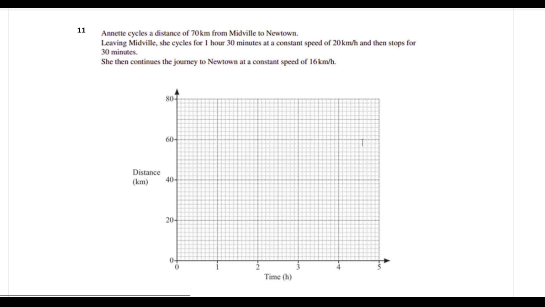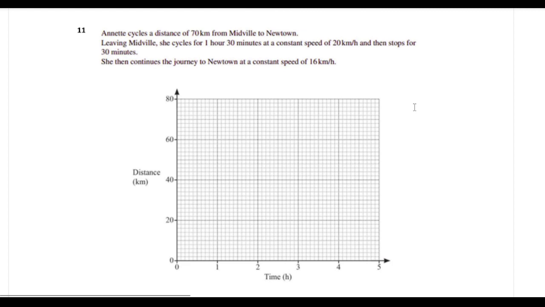Okay, a cyclist travels a distance of 70 kilometers from Midville to Newtown. Leaving Midville, she cycles for 1 hour 30 minutes at a constant speed of 20 kilometers per hour and then stops for 30 minutes. She then continues the journey to Newtown at a constant speed of 16 kilometers per hour. On the grid, draw the distance-time graph for the journey.